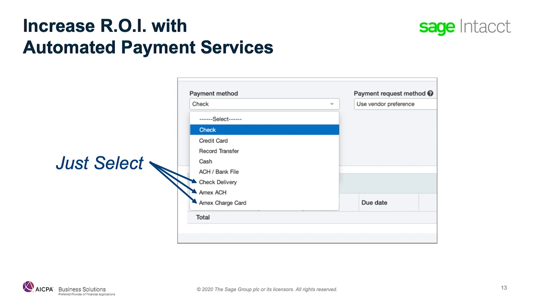Also, you have the American Express charge card benefits if you get points or money back. You also have the float time that comes along with the charge card, where you pay the vendors today and don't have to pay American Express for about a month.